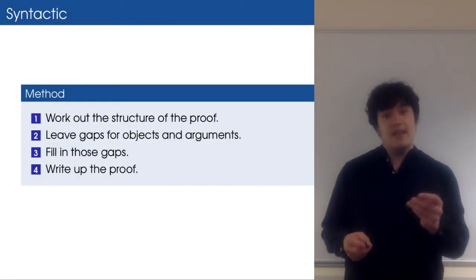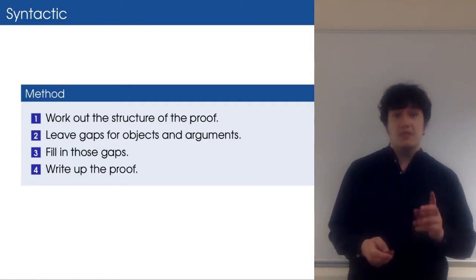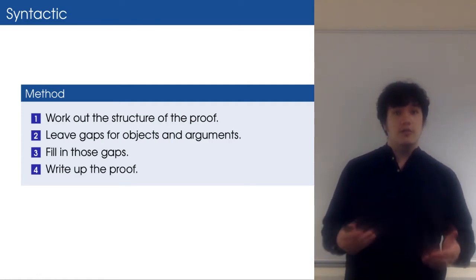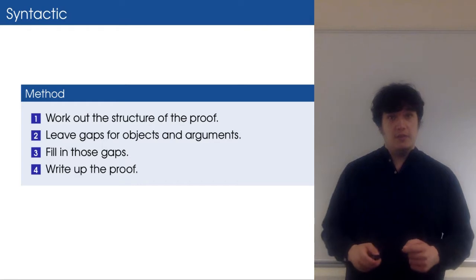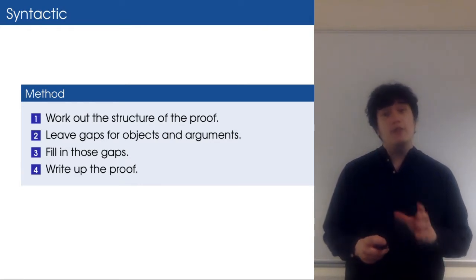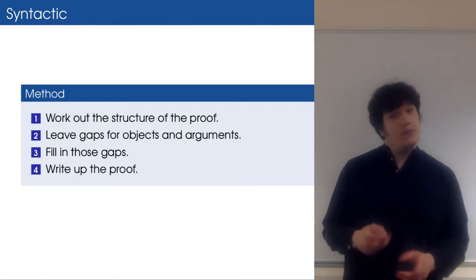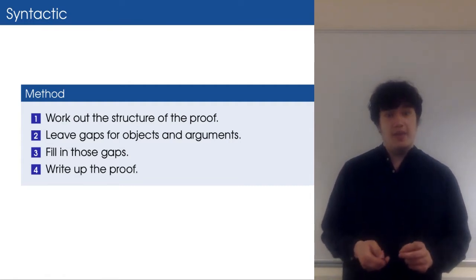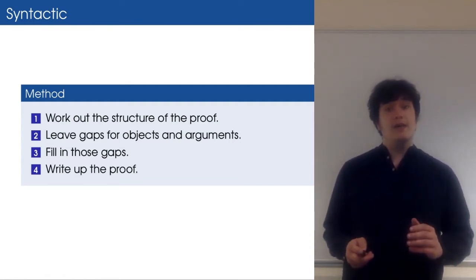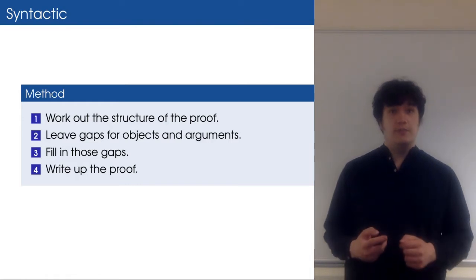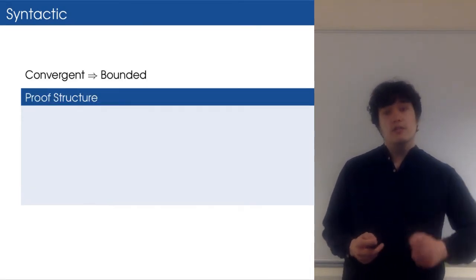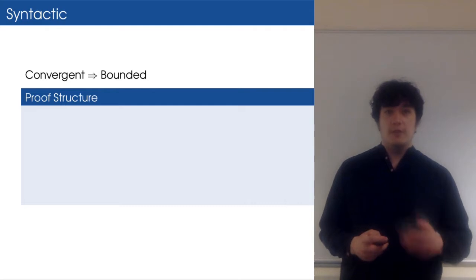Well, let's use the syntactic method to get that idea. In the syntactic method, you work out the structure of the proof using the statement of the theorem, leaving gaps for the objects and arguments that you aren't sure how to do yet. You then fill in those gaps, not necessarily in the order that they appear, and then you turn that process into a full proof. So, the structure of the theorem is convergent implies bounded.